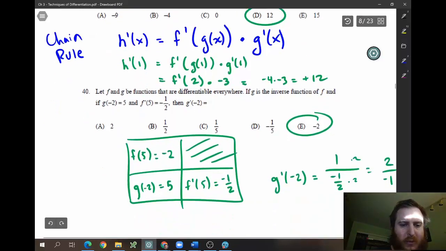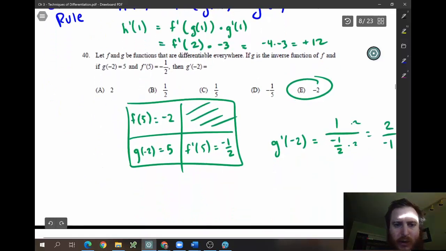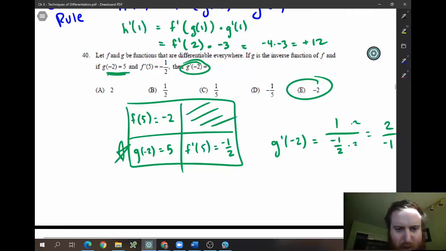Next, we have another inverse equation. And so we're going to start off with g prime of negative 2. We're going to start off in the bottom left with g of negative 2, which is 5. Then we flip them. So f of 5 is negative 2. Then we're going to cross this out because we don't have an equation. And then we put f prime of 5, which they gave us as negative 1/2. We flip that, we get negative 2.